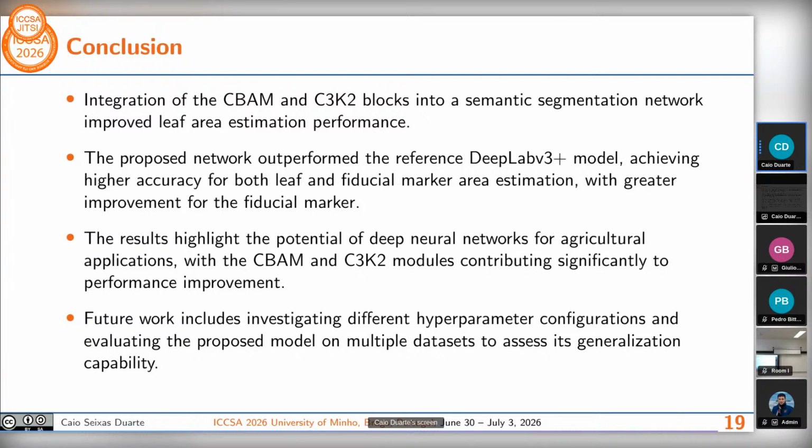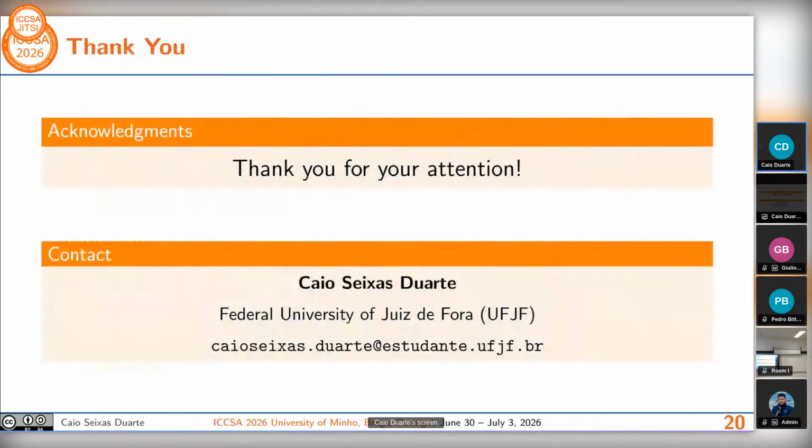And as future work, we intend to investigate new hyperparameter variations and evaluate the model on different datasets to further improve its generalization capability. And thank you very much for your attention.